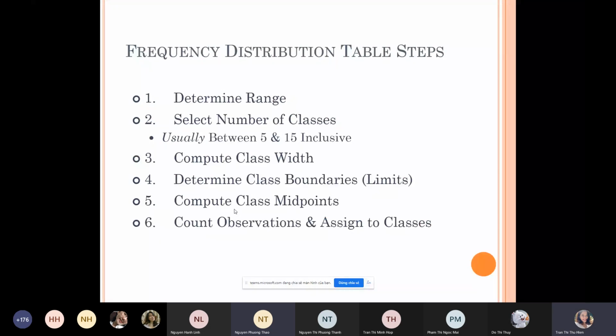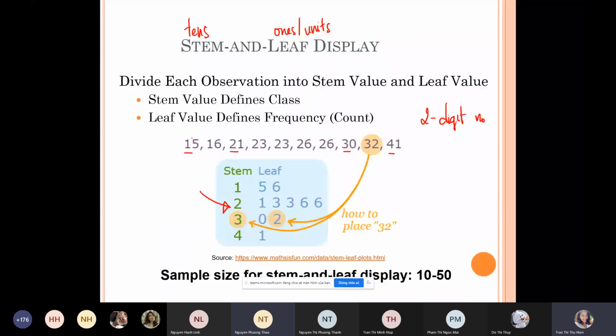For the frequency distribution table, you have to determine the range. The range is the difference between the highest and the smallest data. For example, in here, the range is from 15 to 41. You have to find the difference between the highest and the smallest.